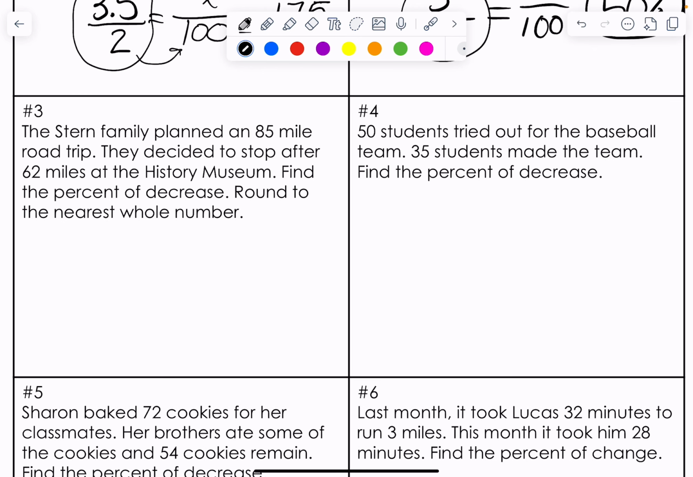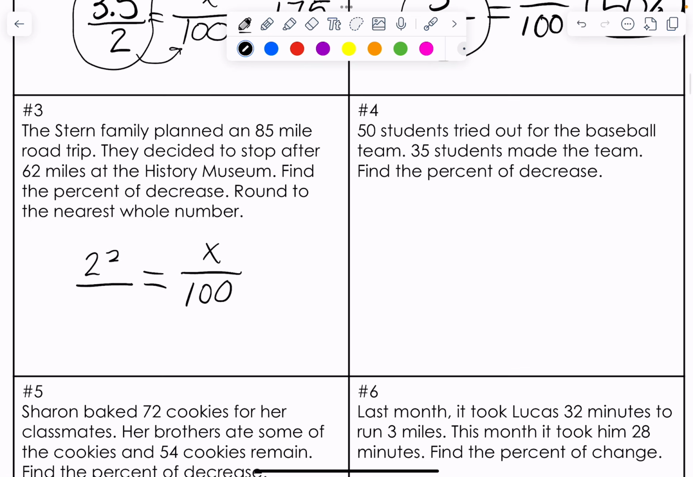Look at one more. The Stern family planned on an 85-mile road trip. They decided to stop after 62 miles at the History Museum. Find the percent of decrease. Round to the nearest whole number. So we want the amount of change from 85 to 62, which is 23, out of the 85. And so then we use one of our proportion solving strategies. You could use cross products, look for a different relationship.